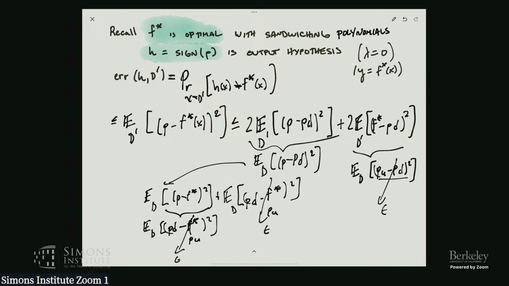Okay? So the key thing here was that we had these sandwiching polynomials that let us transfer from D prime to D, and I also used the triangle inequality several times.